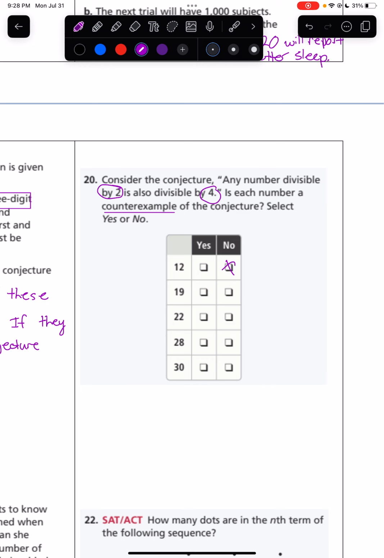19 is not divisible by 2, so it doesn't fulfill the first part of the statement. So it's not a counterexample. 22 is divisible by 2. It's not divisible by 4. So that is a counterexample for the statement. 28 is divisible by 2, but also 4. So that's not a counterexample. And 30 is divisible by 2, but not by 4. So 30 is a counterexample.